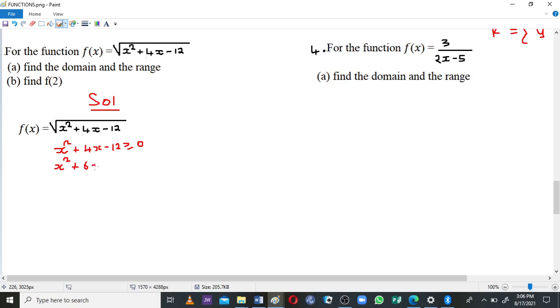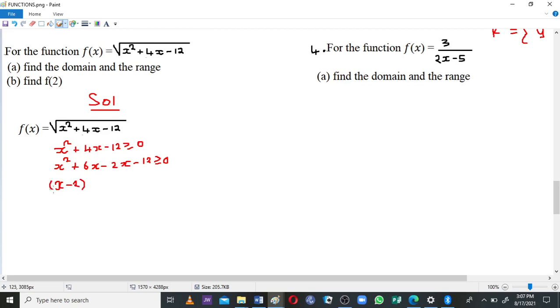6x minus 2x minus 12. So I have used factorization method here. You can use any method and see what you are going to get. At the end of it all, the values of x should be the same. So using factorization method, if you factorize, you are going to get x minus 2.